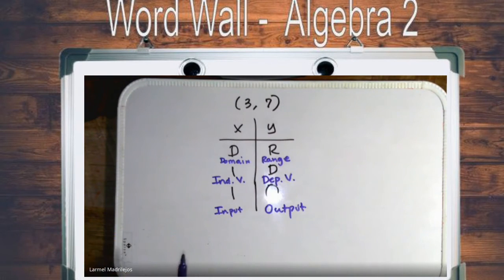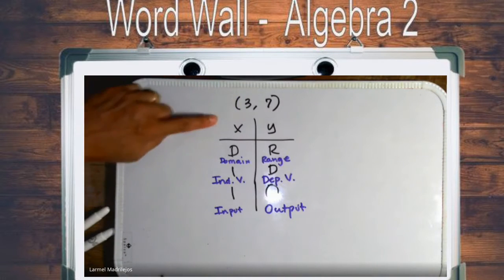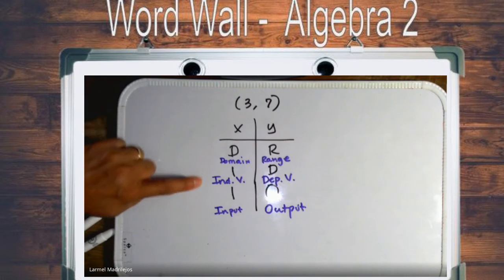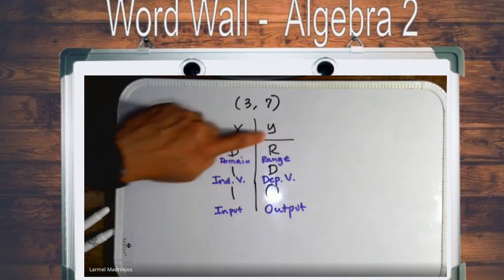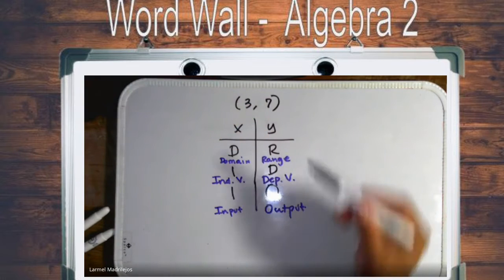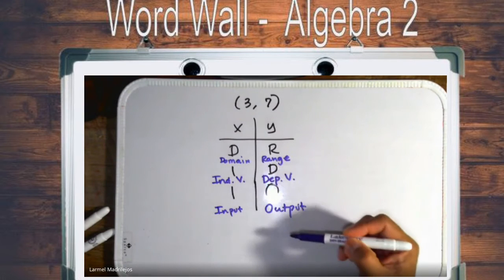So, for the x, which is 3, it can be named as domain, independent variable, or input. For y, which is 7, it can be named as the range, or the dependent variable, or the output.